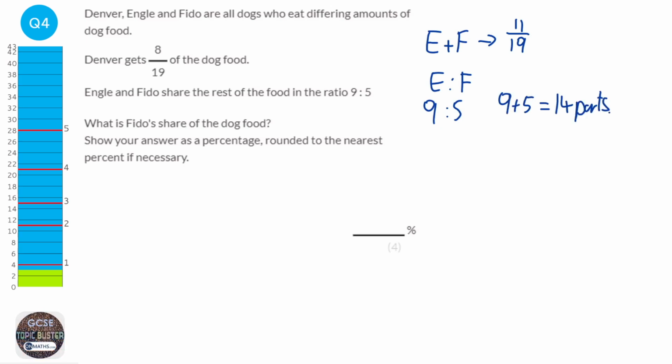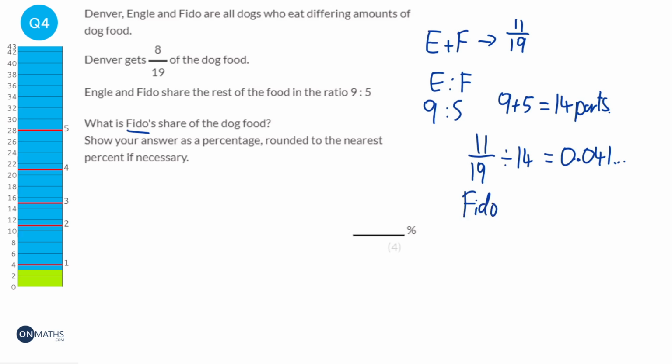So there are 14 parts in total, and the share that they get is 11/19. So what I'm going to do is to find out what fraction one of those parts is worth by dividing 11/19 by 14. So each part is worth, and I'm just going to keep this in my calculator, 0.041 and so on. And we're asked to find Fido's share. Well, Fido has 5 parts, each of them worth 0.041 and so on. I've kept it in my calculator to keep the accuracy.